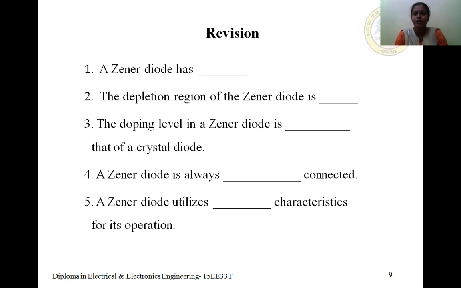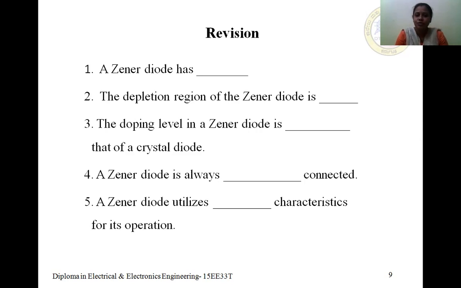Coming to the second question, the depletion region of the Zener diode. As I said, the depletion region is very thin in a Zener diode. So the answer is very thin. Next, the third question: the doping level in a Zener diode is dash that of the crystal diode. The doping level of a Zener diode is always more than that of the crystal diode. So the answer is more than that of the crystal diode.